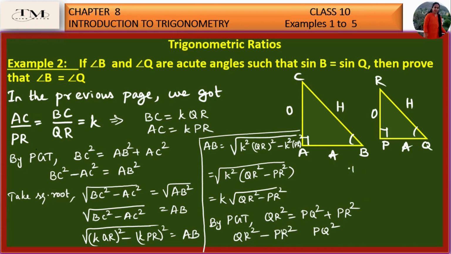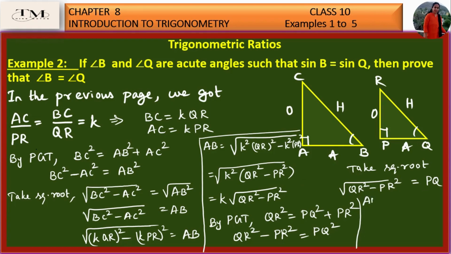Now the next step is we have to take square root. If we take square root, on the other side it is PQ square, so PQ square will become PQ. This power 2 gets cancelled if we take square root. Here this power 2 cannot be cancelled as it is in subtraction. If there is some arithmetic operation between them, we cannot cancel this power 2. So it will be square root of QR square minus PR square. So we got AB value as well as PQ value.